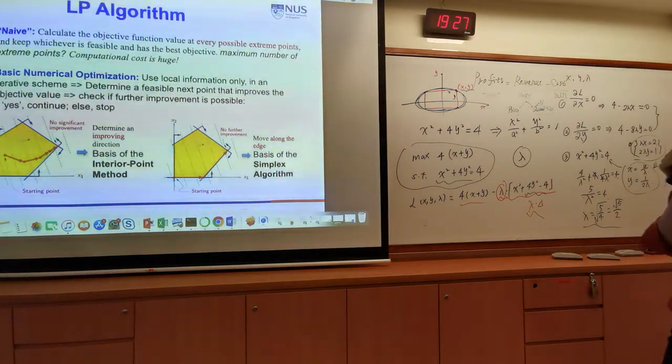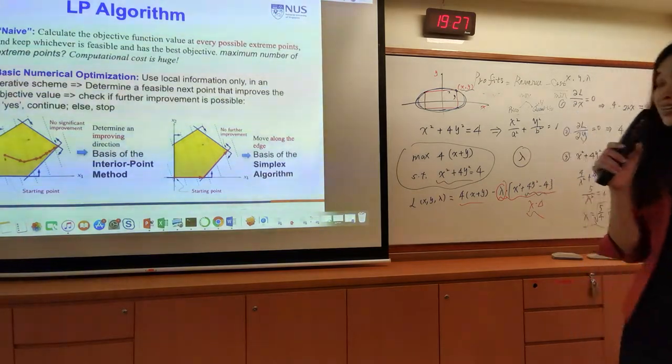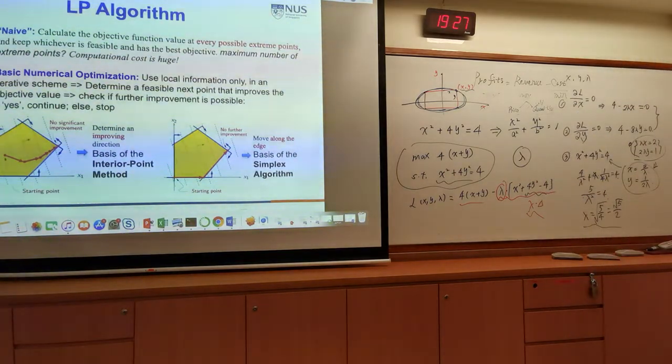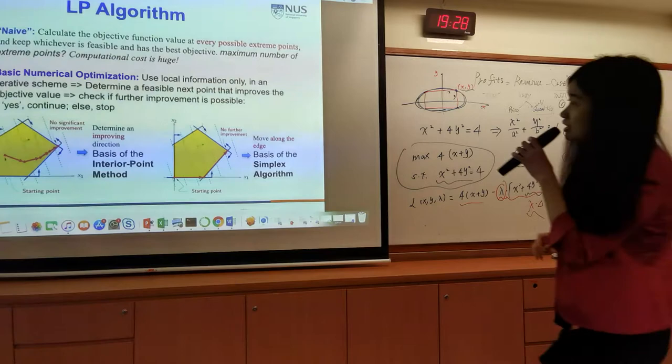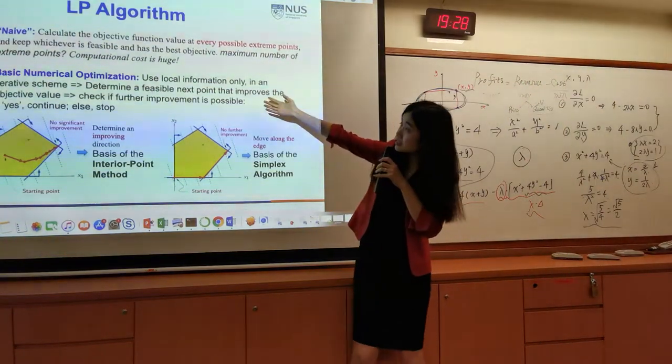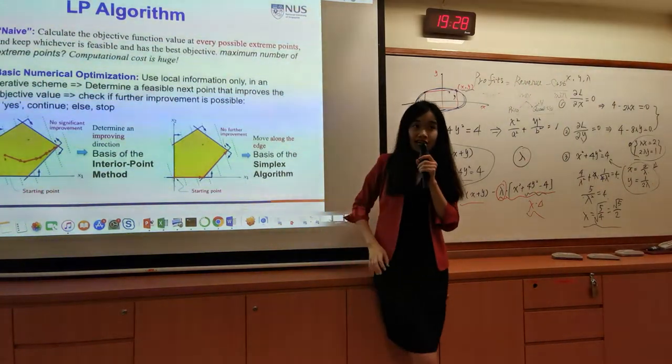So if we look at each of those, its general idea for optimization is always the same. It's to use the iterative scheme and then determine a direction to move and then say if that's the right direction, and to compile results, and if you improve the objective function value, continue to search. So this part just gives you a general framework of all the searching algorithms.